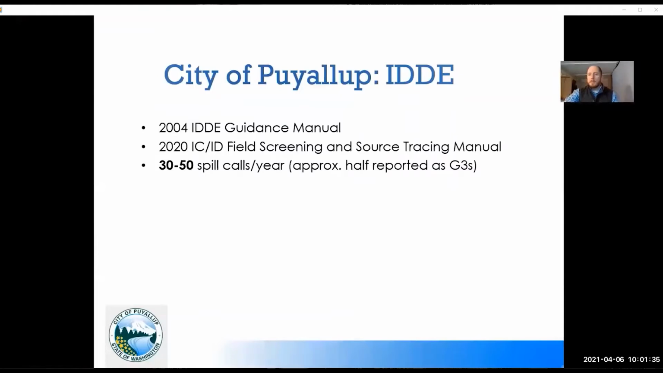The City of Puyallup currently follows the 2004 IDDE Guidance Manual for Program Development and Technical Assessments. We are transitioning to using the 2020 ICID Field Screening and Source Tracing Manual. We typically respond to 30 to 50 spills each year, and approximately half of these are reported as G3s because the spill enters the MS4.